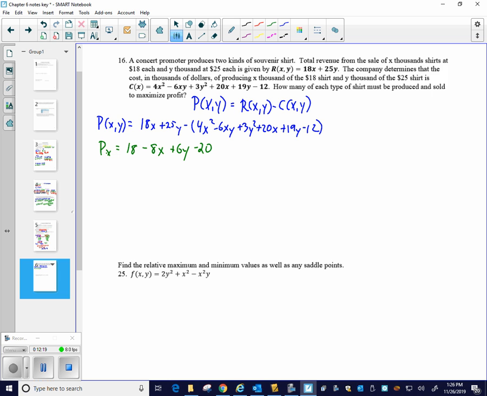So I can combine some like terms here. So that's going to be minus 8x plus 6y minus 2, that looks right, and that's got to equal 0.